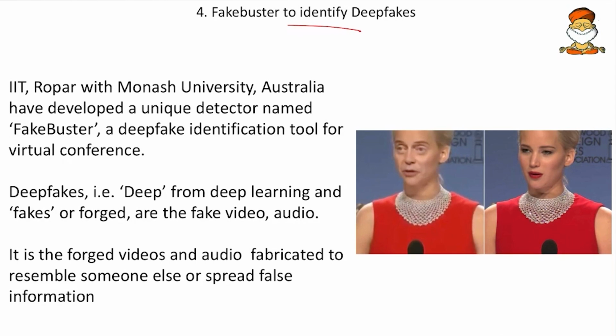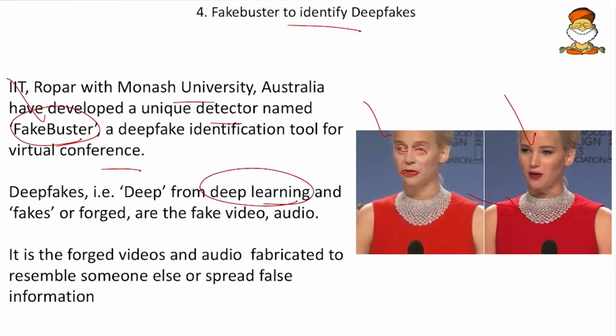So how does a deepfake occur? For example, this is a real video. I put another woman here and with the help of artificial intelligence, I can manage that some lipstick comes here and some kajal comes here. So this video will be the same as this video. This is how a deepfake occurs. And to bust those deepfakes, IIT Ropar, in partnership with Monash University, Australia, has developed a detector named Fake Buster. This Fake Buster will identify deepfake videos and then trigger an alarm. So deepfake, the 'deep' is from deep learning.